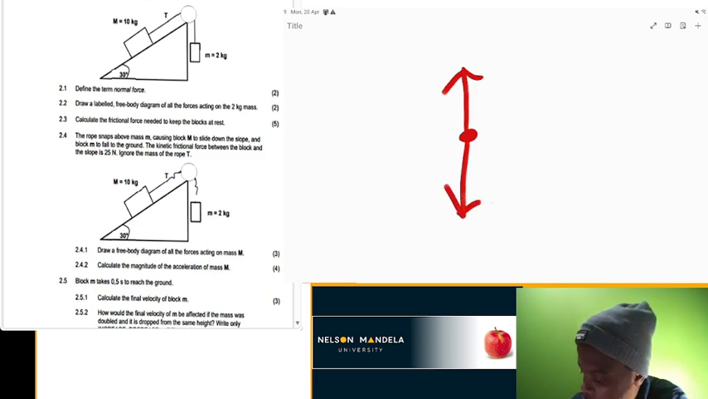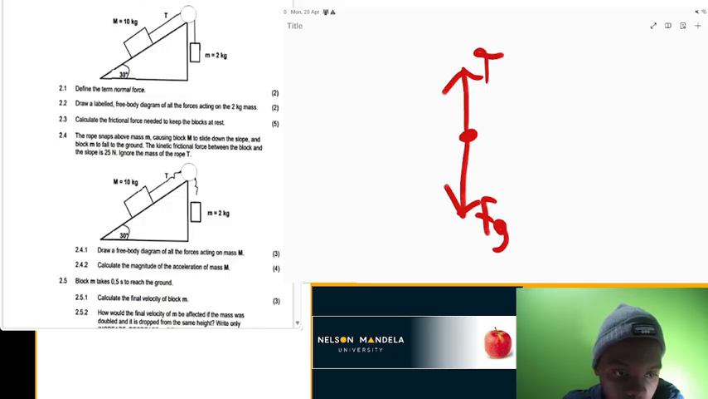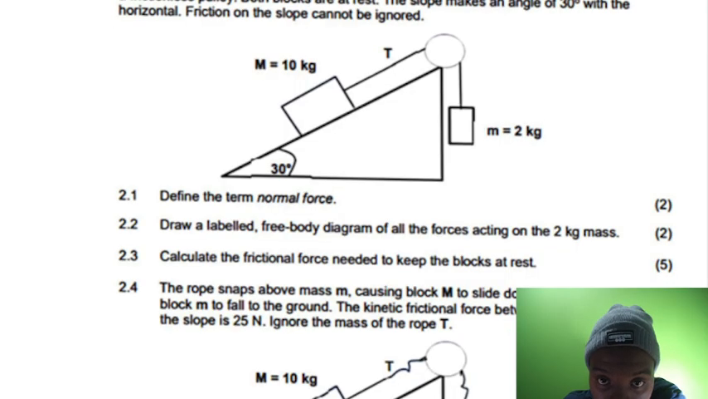This one going down is Fg, which is my gravity. The one going up is not normal force, because remember, normal force is when on a surface, but this one is hanging in the air. So I have tension, because it's hanging by a rope. A rope is holding on to the 2 kg mass. So that is tension, because we're doing it for the 2 kg.